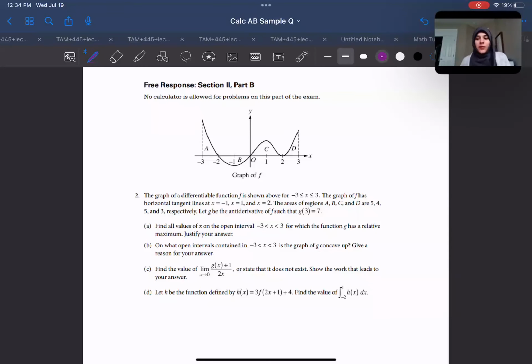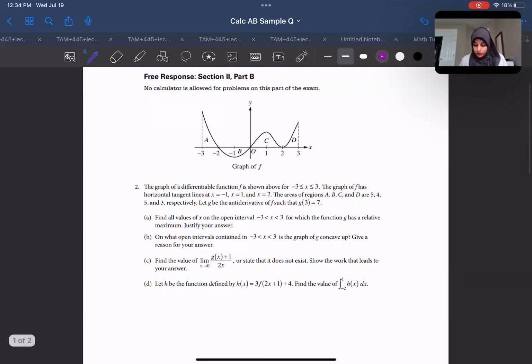All right, so we have a sample problem here from the Calc AB free response question. No calculator allowed, unfortunately, on this part of the exam, although the calculator probably wouldn't help. So we have the graph of a differentiable function f shown above for -3 ≤ x ≤ 3. The graph of f has horizontal tangent lines at x = -1, x = 1, and x = 2.